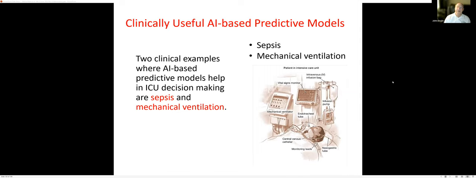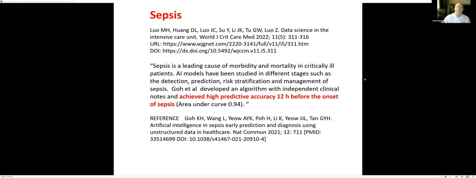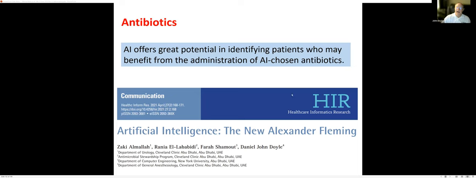Clinically useful AI predictive models now are exemplified by prediction of sepsis and mechanical ventilation. The idea is that in the ICU, sepsis is a common problem. And here, this particular article came up with an algorithm for independent clinical notes, achieved a high predictive accuracy of 12 hours before the onset of sepsis, area under the curve 0.94, much better than the area under the curve from a previous model. So this is from Nature Communications in 2021. This is getting better and better at predicting that there's going to be a problem. Again, antibiotics: AI offers great potential for identifying patients who may benefit from the administration of AI-chosen antibiotics. Again, this is our paper from Healthcare Communications.